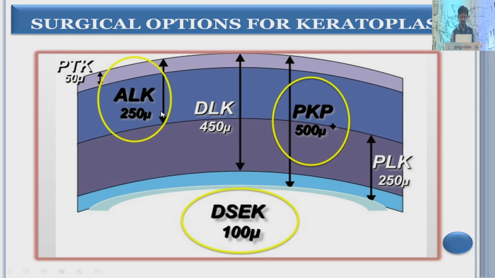If the opacity is deeper down, up to say 300 microns, then you can do an automated laminar keratoplasty or a manual laminar keratoplasty. And if it is involving the whole of stroma, then you can do a deep anterior laminar keratoplasty.